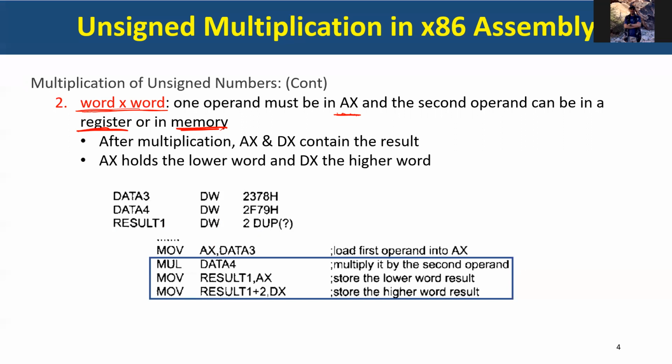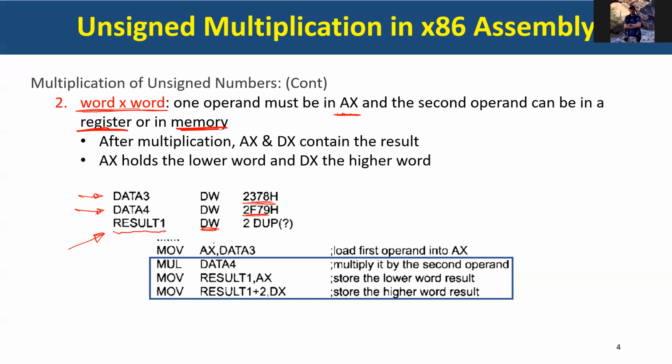So here is an example for this. We have three variables. One is called data3, and it has this number in hexadecimal, which is, of course, a word. Another variable called data4 has this value, which is again a word. And we want to multiply them and store the result in a memory location or a variable called result1, which is also a word. Okay.